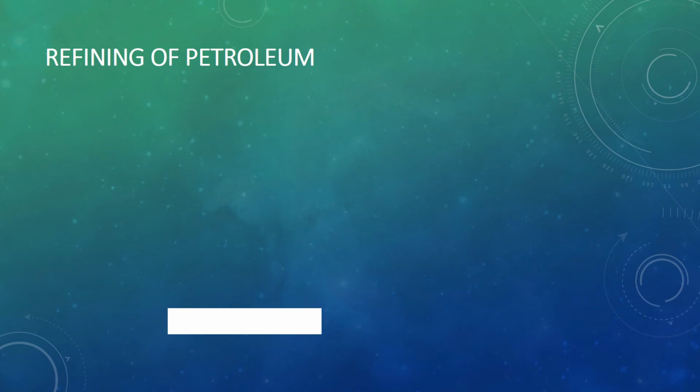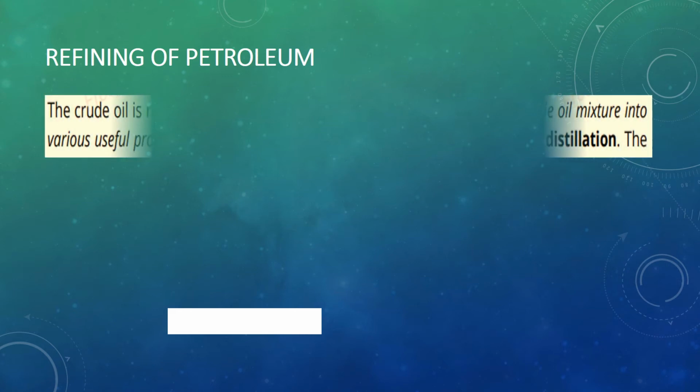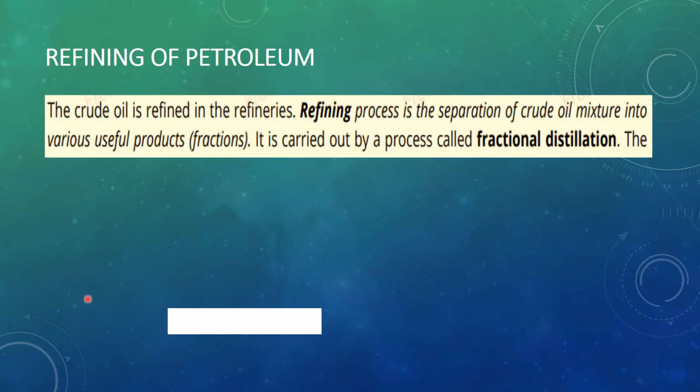After the extraction of oil, the next step is the refining of petroleum. Crude oil is refined in refineries, and refining is a process in which separation of different fractions takes place. The refining process is the separation of crude oil mixtures into various useful products called fractions, and this process is carried out in refineries. It is called fractional distillation.